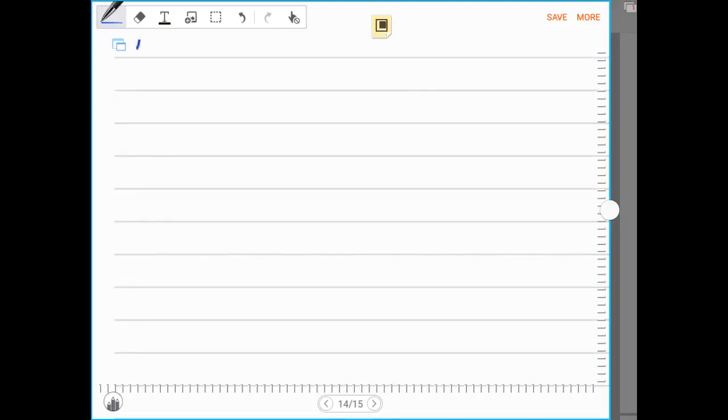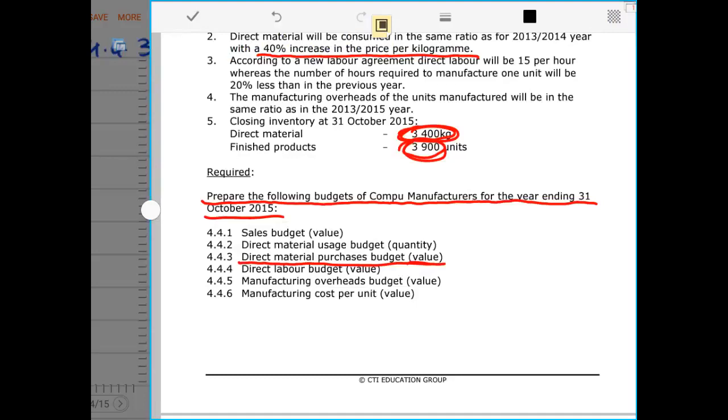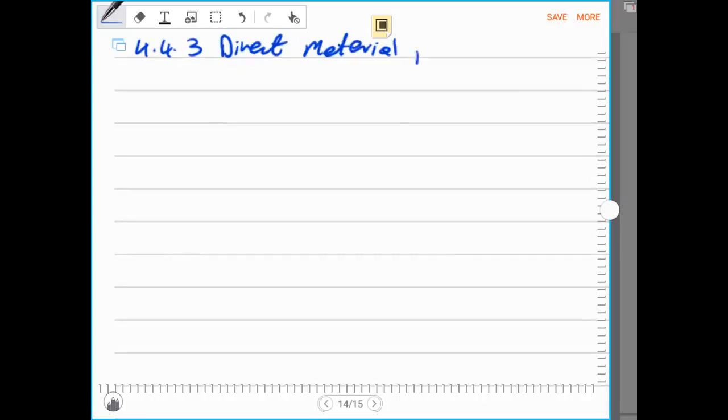Then we are calculating the direct material budget, 4.4.3, which is the direct material purchases budget. So we first have to start with the purchases that come from the previous budget. Therefore now it will be purchases in kgs.